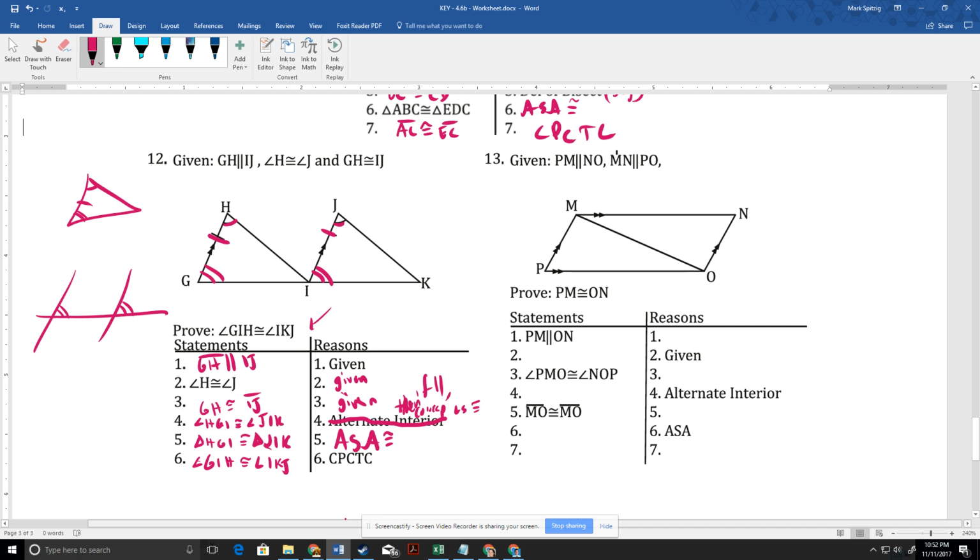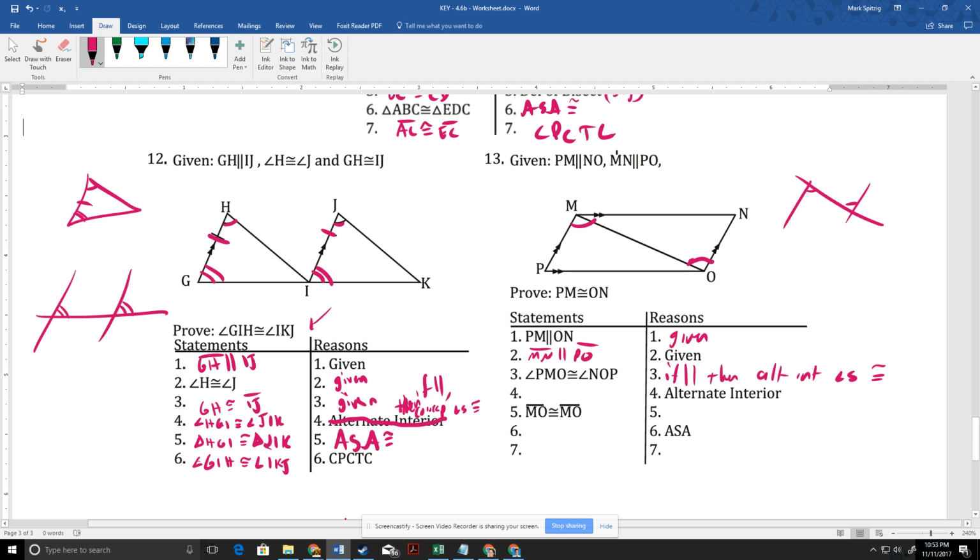All right. We have two sets of parallel lines in this case. One of them is marked right here. That is given. We know the other one has to be MN is going to be parallel to PO. Then, based on the fact that these are parallel, we can say that these angles are going to be congruent, which is PMO and NOP. And that's just because if parallel, then alternate interior angles are congruent.